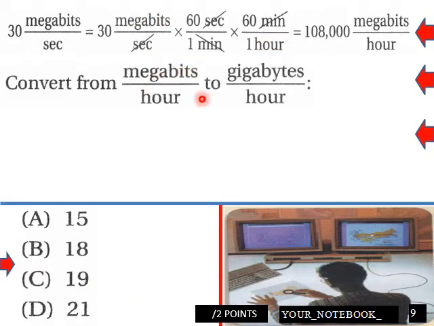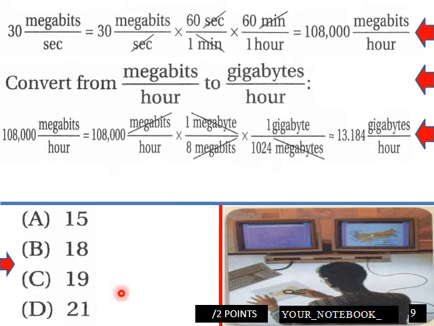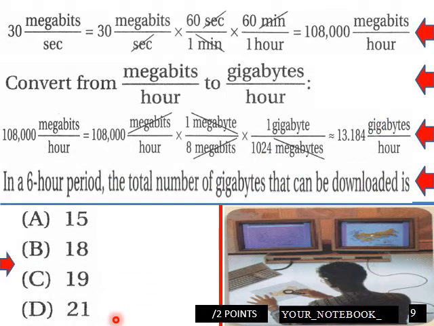Convert from megabytes per hour to gigabytes per hour. So megabytes here, we multiply this through. Our gig is here. 1 gig is 1024 megs. So all this cancels here. So we end up with 108,000 divided by 8 times 1024. And we get 13.184 gigabytes per hour.